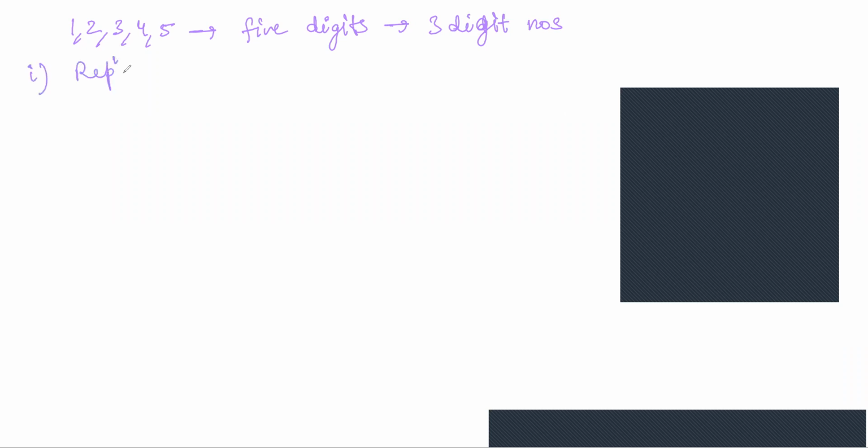So we have 5 digits: 1, 2, 3, 4, 5. We have to make 3-digit numbers out of them. And it is also given the repetition. First case is repetition of digits is allowed. Let's first solve the first case. Repetition is allowed. When the repetition is allowed, we have 5 digits.